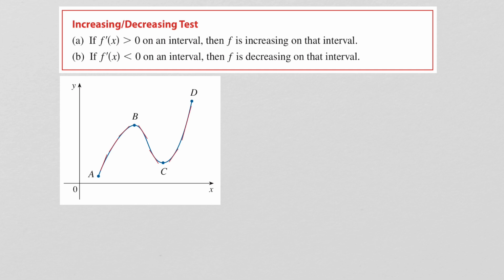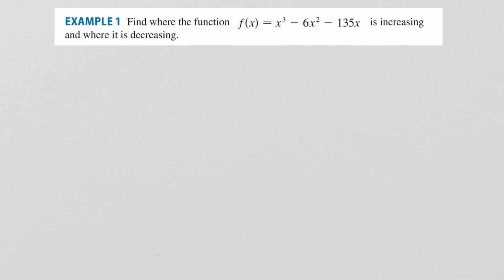Let's take a look at an example. Here we want to determine where the function is increasing and where it is decreasing. So the first thing we do is take the derivative of our function. Here the derivative f prime of x is going to be 3x squared minus 12x minus 135. And if I want to know where the derivative is positive or negative, the first thing I need to know is where the derivative equals 0.